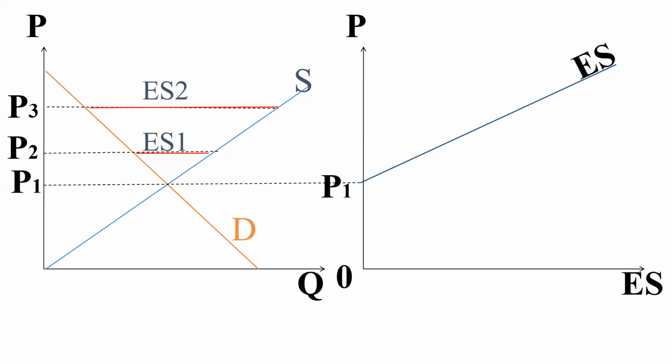Right, then write the note there after the graph. Write down: the excess supply curve presents the positive relationship between price and excess supply.